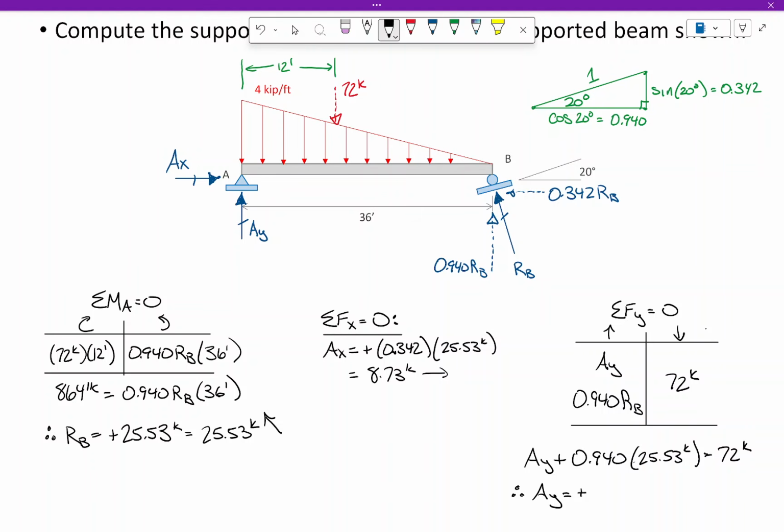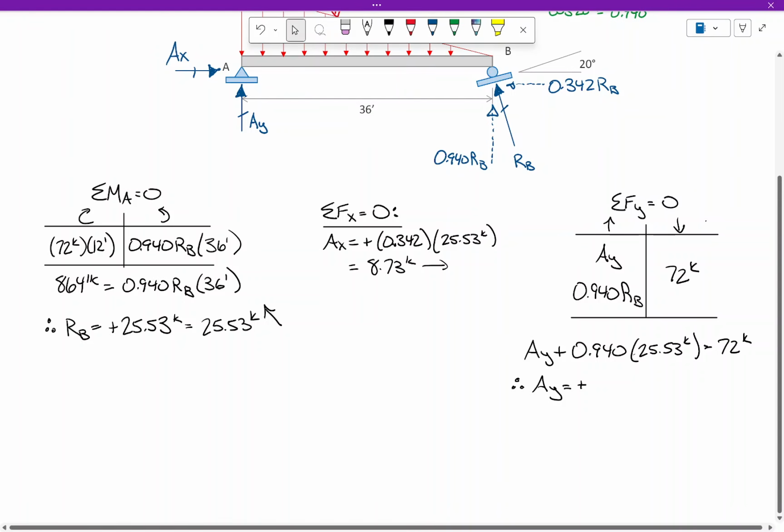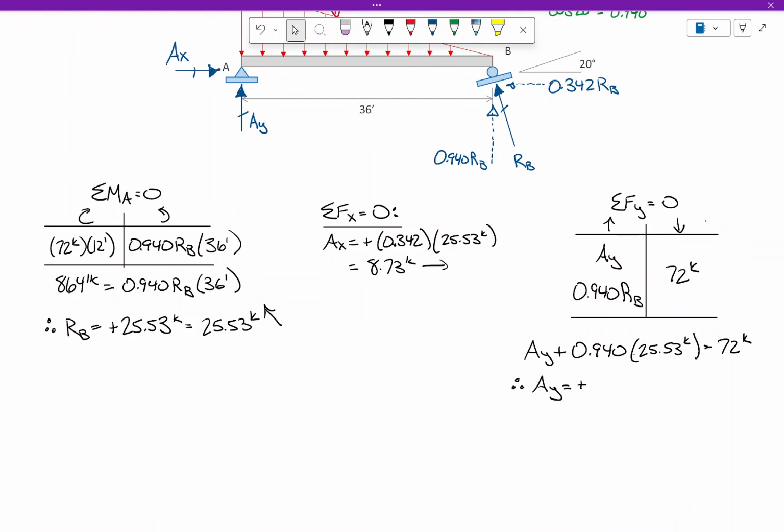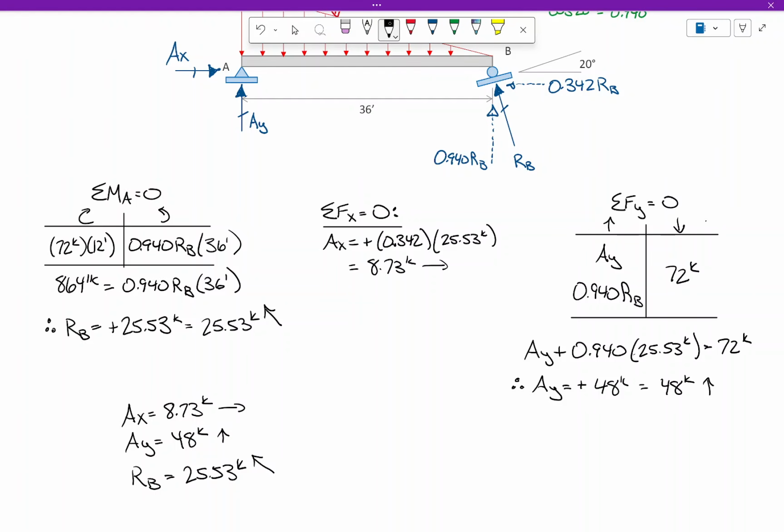By taking 72 minus this. I'm going to scroll that up a little bit so it's a little easier for me to write. 72 minus that times that. 48. So what's my answer? That. And RB and then add an angle.